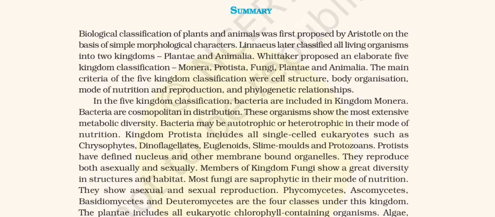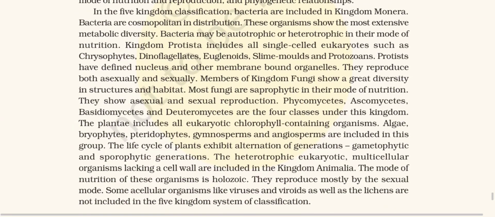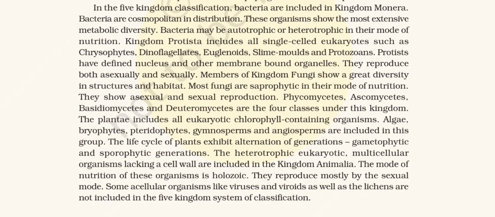In the five-kingdom classification, bacteria are included in kingdom Monera. Bacteria are cosmopolitan in distribution. These organisms show the most extensive metabolic diversity. Bacteria may be autotrophic or heterotrophic in their mode of nutrition. Kingdom Protista includes all single-celled eukaryotes such as chrysophytes, dinoflagellates, euglenoids, slime molds, and protozoans. Protists have a defined nucleus and other membrane-bound organelles. They reproduce both asexually and sexually.